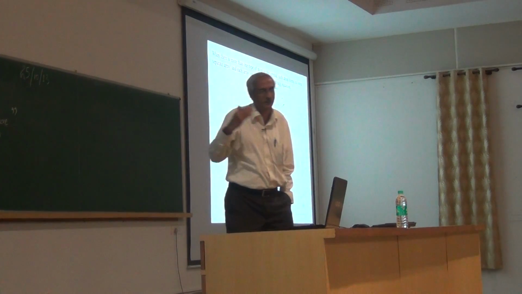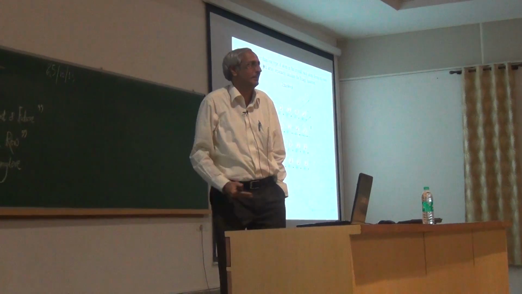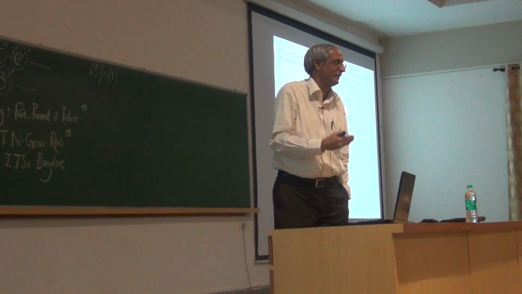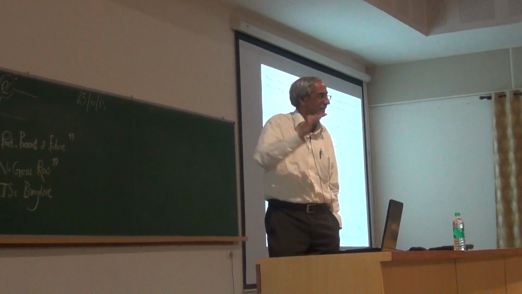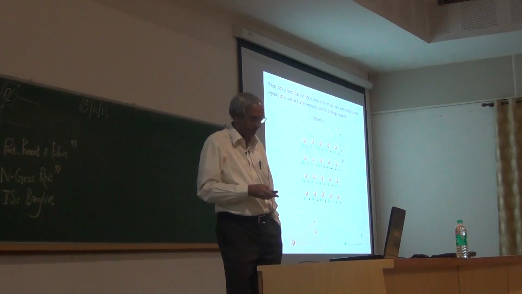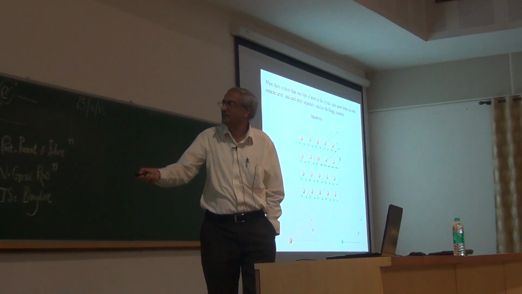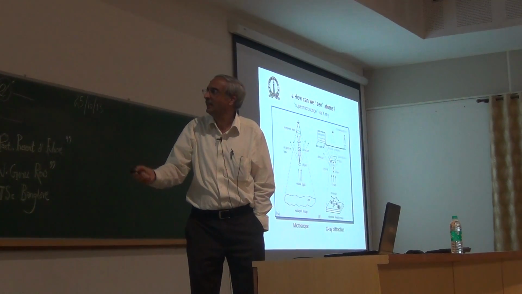So if the interference is constructive, you will get a strong reflection. If it is destructive, you will not get any reflection. If it is intermediate, you will get intermediate reflection. So as a result, you get the intensity distribution, and then you can analyze.